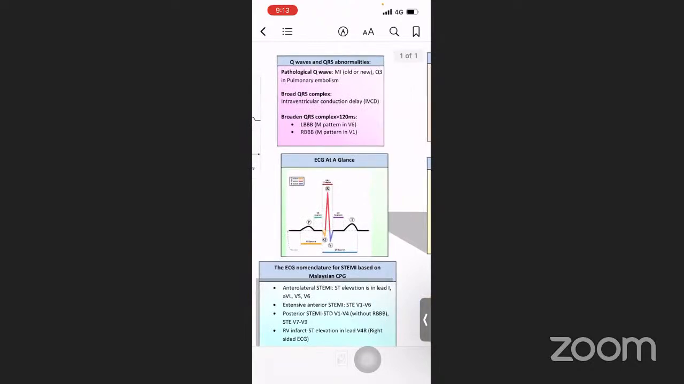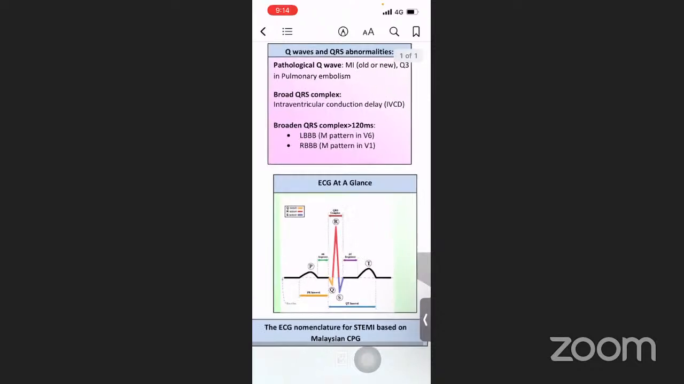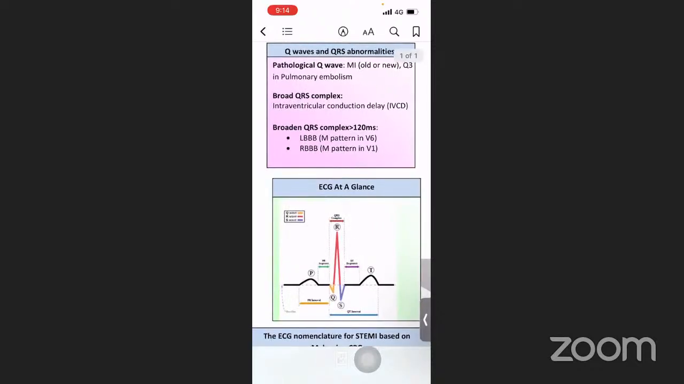In the QRS complex, a few pathological Q waves can happen in old MI, and Q3 can happen in a patient with acute pulmonary embolism. So in pulmonary embolism, you will have S1, Q3, T3. What is meant by S1? S1 means there is an S wave in lead 1. Q3 means there is a pathological, big Q wave in lead 3. T3 means there is a T inversion in lead 3. That is the characteristic feature of pulmonary embolism.